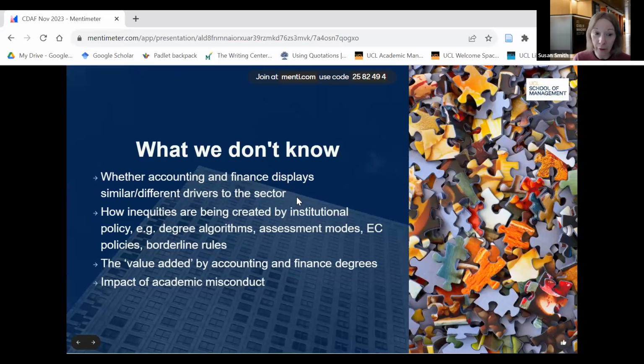We don't have a clear view on how inequities are being created by institutional policy. So, for example, the degree algorithms I mentioned, but also the assessment modes, because each institution has a slightly different menu of assessment modes, and we all know and love that menu in our own institutions, whether it's restrictive or quite permissive. That varies quite significantly. Exceptional circumstance policies vary quite significantly and can be a source of inequity.